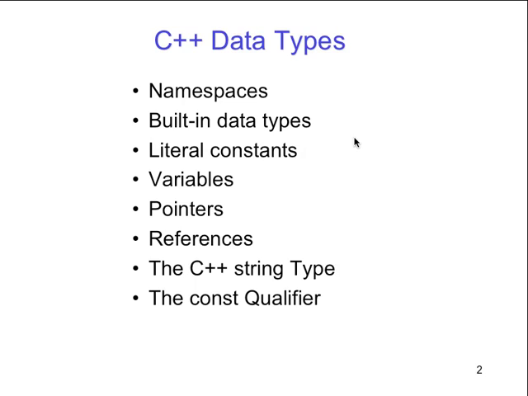So this should be new stuff, maybe not. I talked about namespaces already, but I didn't talk about how to create them. Talked about built-in data types, literal constants, a little bit of mention on that. Variables, pointers. This is not the entire pointer lecture, it's an overview of the pointer concepts. References, passed by value, passed by reference, C++ string types, and the constant qualifier.